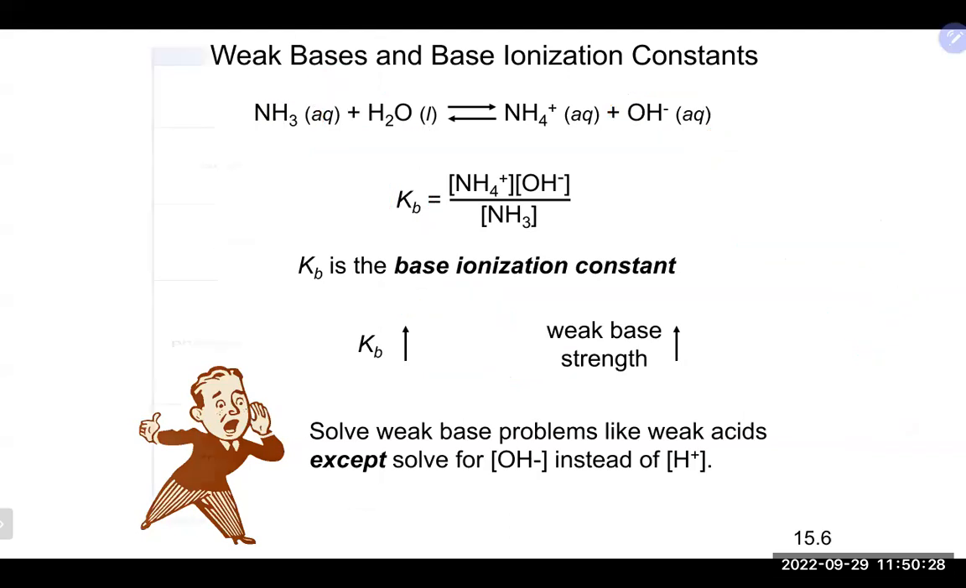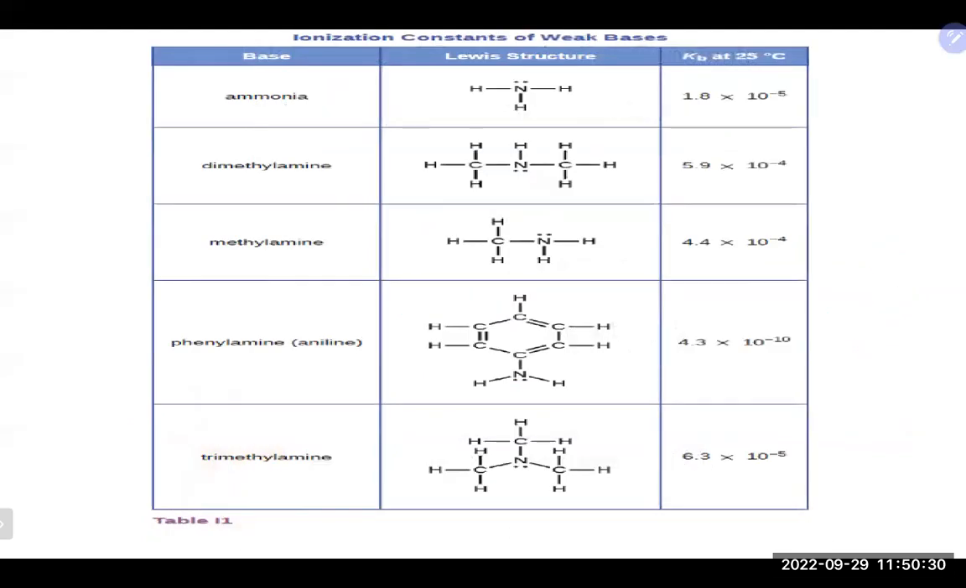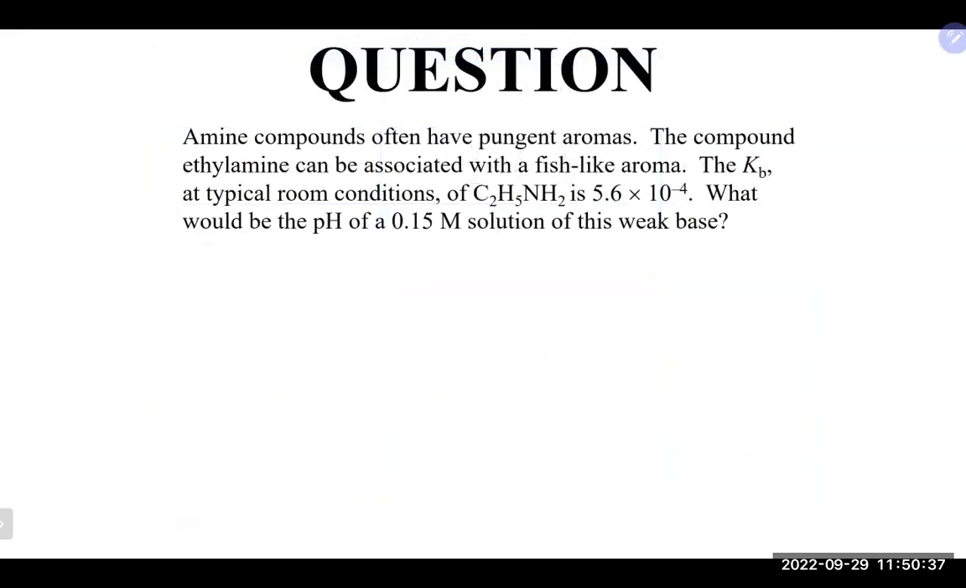Okay. So here are some tables from your book. Obviously, it's some weak bases and their Kb values. A lot of organic compounds are weak bases. So why don't we give one a go here? An amine compound has a bad smell. The Kb of it is 5.6 times 10 to the minus 4. What would be the pH of a 0.15 molar solution? So take a few minutes to see what you come up with here.